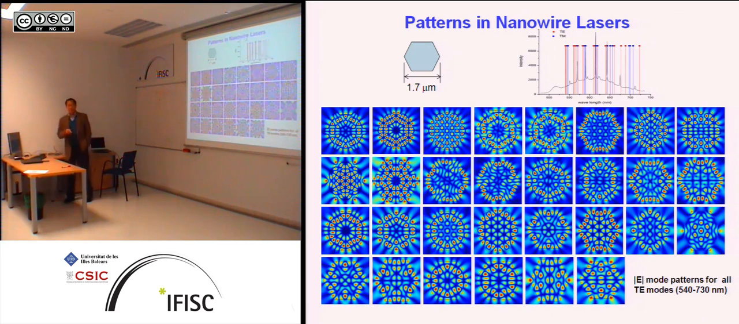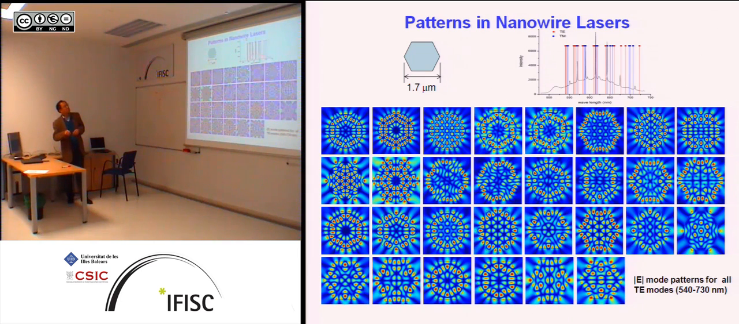Back to nanowires. Some of you are interested in the spatial patterns. This is one of our nanowire lasers. The cross section is hexagonal. This is a cadmium sulfide nanowire, and these are all the modes we get. You see the very broad band. This is an interesting material. The diameter is 1.7 micron, smaller than typical VCSELs, for example. But you see the modes are very complicated.